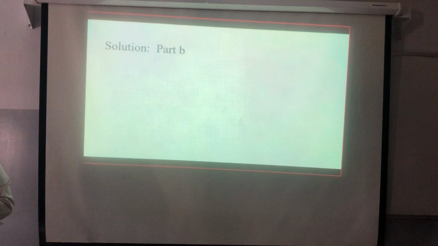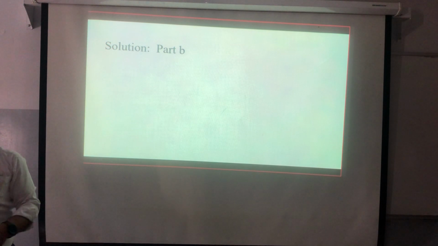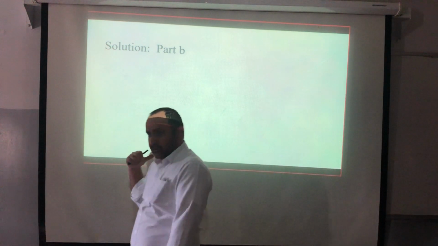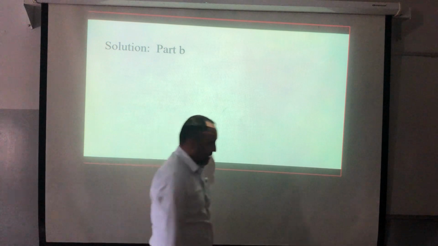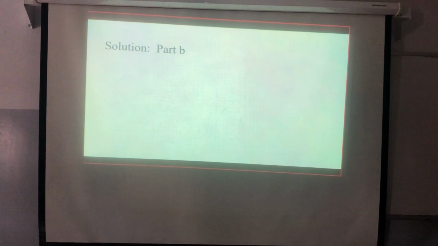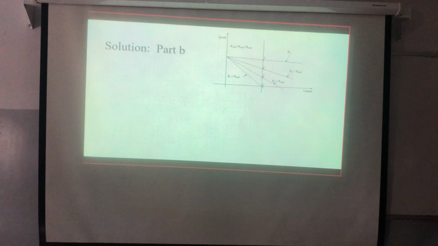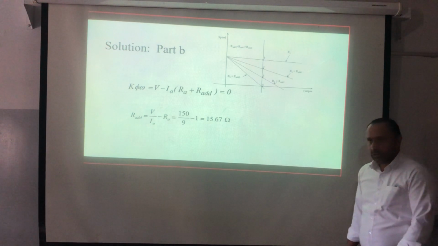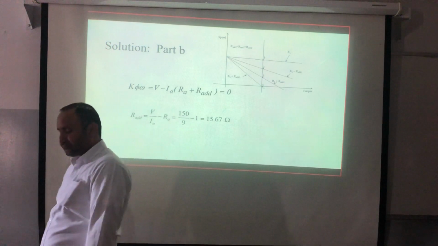And the current is constant. The current is equal to 9. So simply, minus the 1 ohm, because I need to calculate the added resistance. So it's very straightforward. Simply, I need to calculate at point number 4. Speed equal to 0, so the back EMF is equal to 0. So I will end up with VA minus IA R total equal to 0. If I rearrange this one, I will get the R added equal 15.67 ohm. Good. Straightforward.